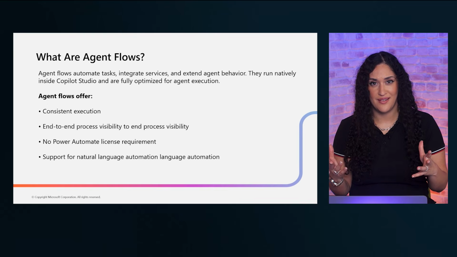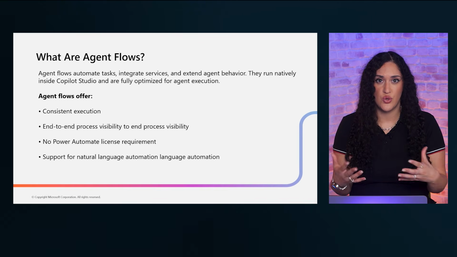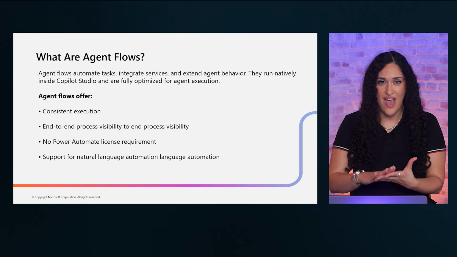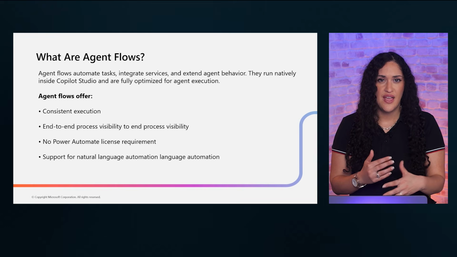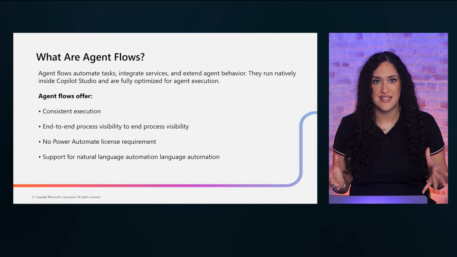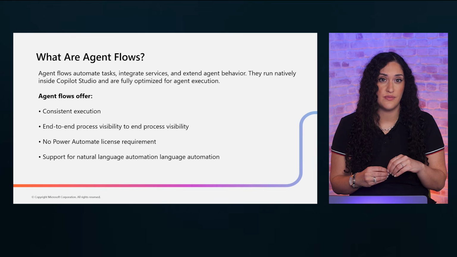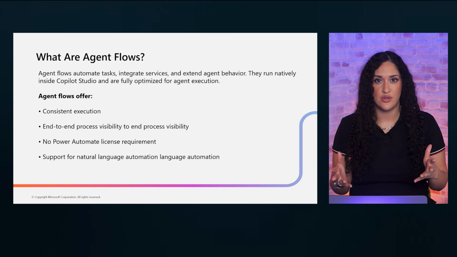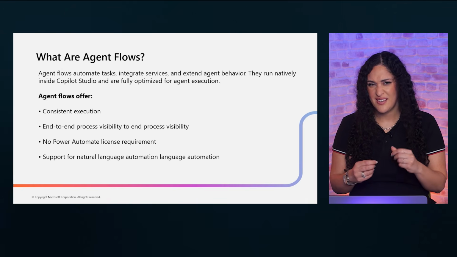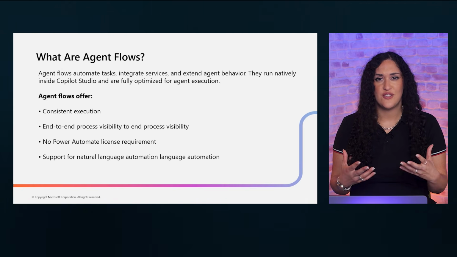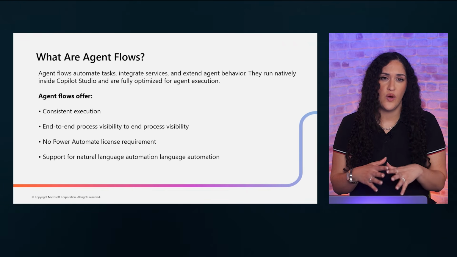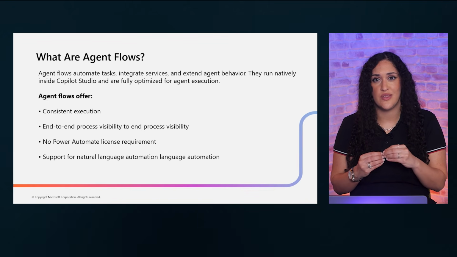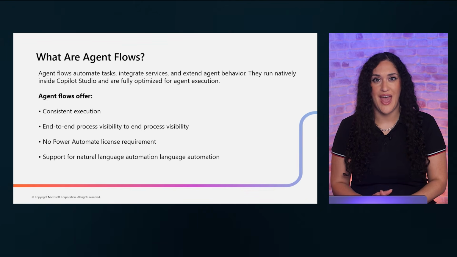What makes agent flows compelling? They offer consistent execution, so your automated processes run the same way every time. You get end-to-end visibility into what's happening at each step. They don't require a separate Power Automate license, which simplifies your licensing model. And they support natural language automation, meaning you can describe workflows in plain language to get started. These advantages make agent flows especially attractive for AI architects who want to keep their agent solutions self-contained within Copilot Studio, while still delivering enterprise-grade automation capabilities.